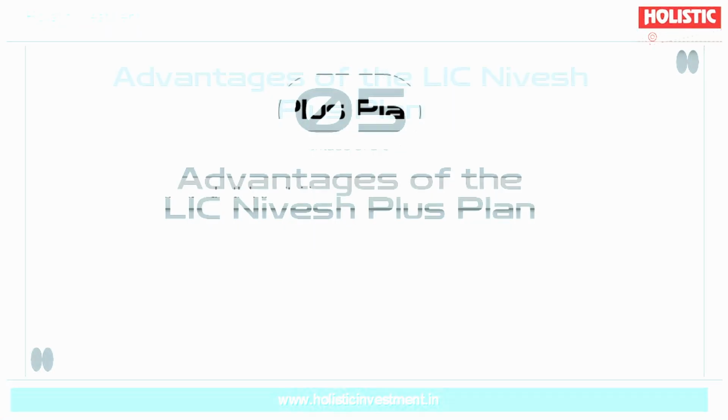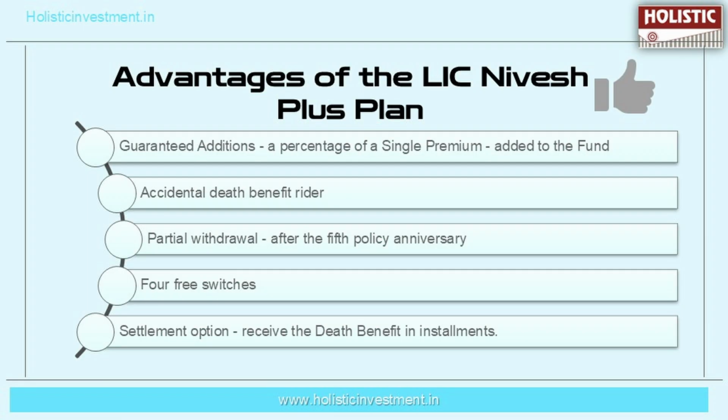First, advantages. Guaranteed additions as a percentage of single premium shall be added to the unit fund on completion of specific duration of policy years. Accidental death benefit rider is available. You can partially withdraw the units at any time after the 5th policy anniversary. 4 free switches are available within a policy year. Using the settlement option, you can receive the death benefit in installments.